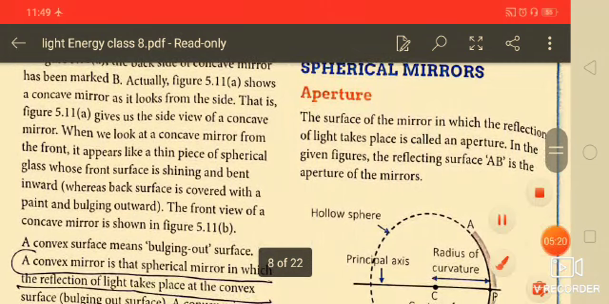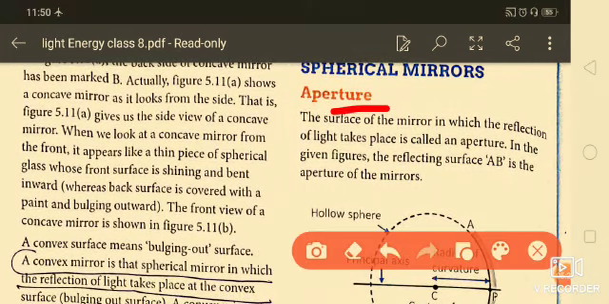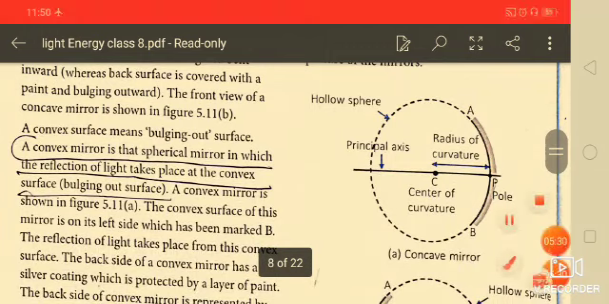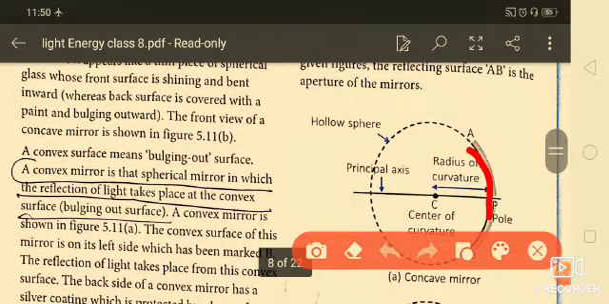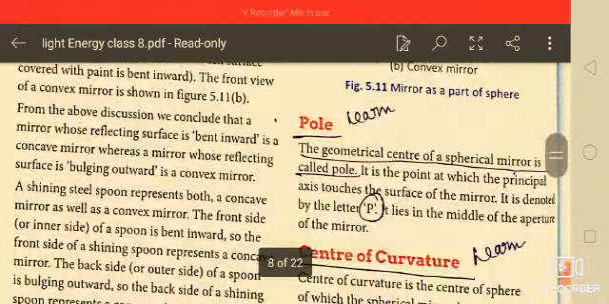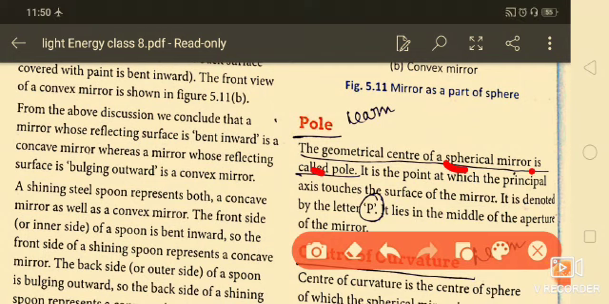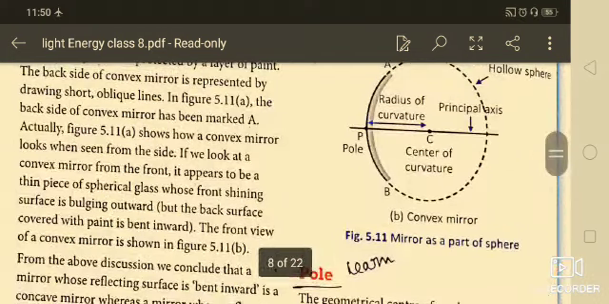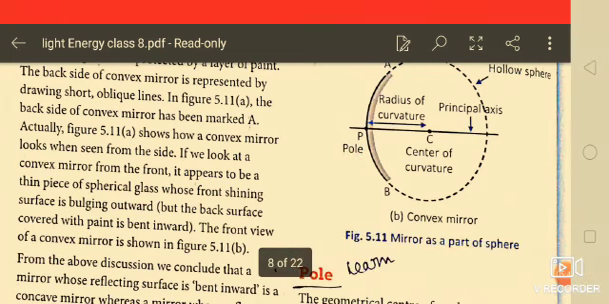First one is aperture. Students, the surface of the mirror in which the reflection of light takes place is called the aperture. That means this one is the aperture. This may be small or large. The second topic is pole. The geometrical center of a spherical mirror is called the pole. You can see in this figure, this one is the pole and this one is the center.